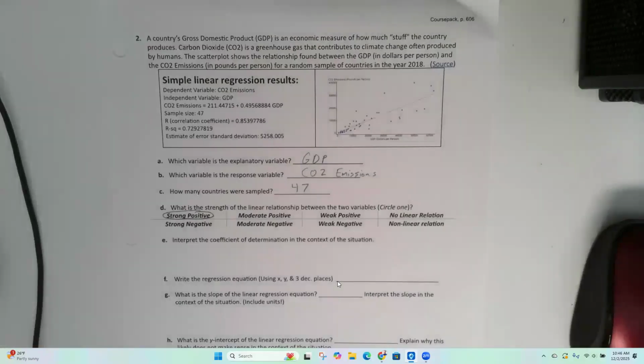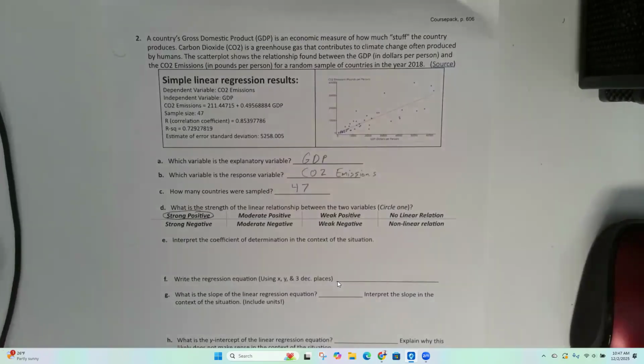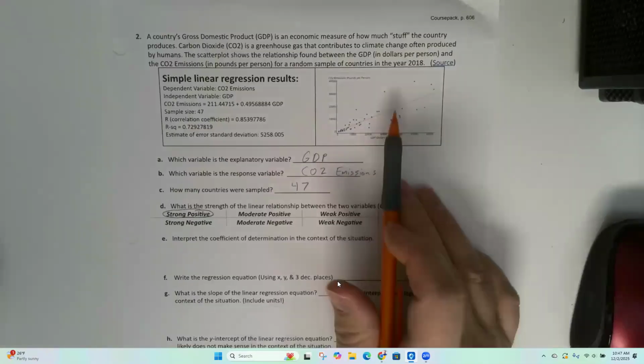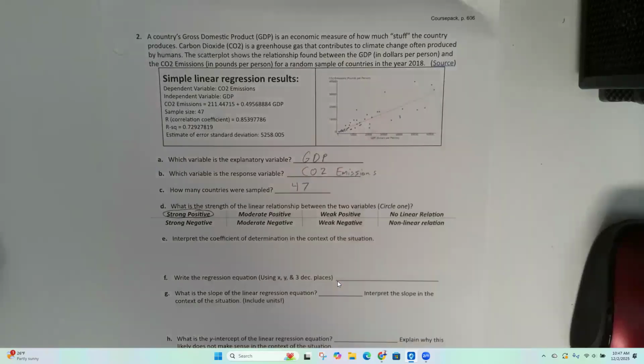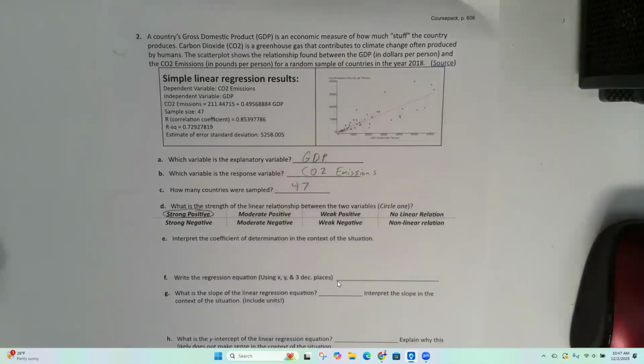Because basically, if you make a lot of stuff, you're probably going to produce more CO2, right? If your country produces a lot, they have a lot of factories, or even if it's just farming, tractors produce CO2, so you're going to be producing more CO2 in your country if you produce more things. That's generally true. It's not 100%, it's not perfectly on the line, right? There are other factors, lurking variables. But anyway, interpret the coefficient of determination in the context of the situation.